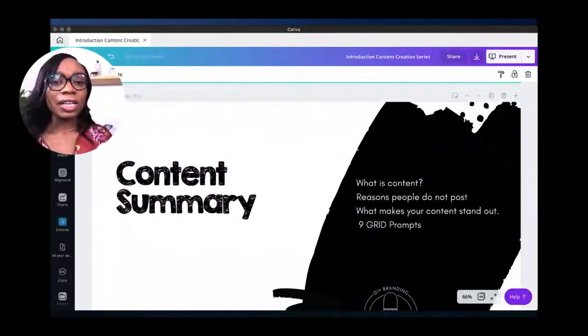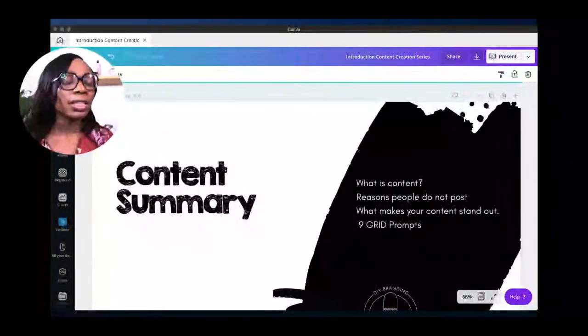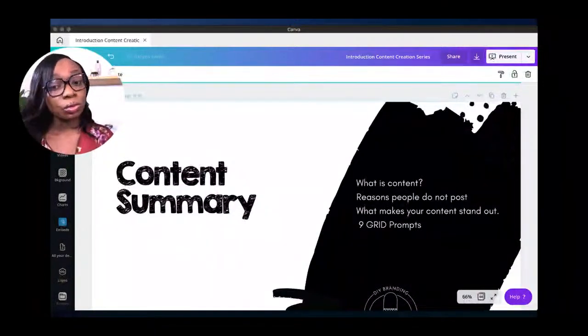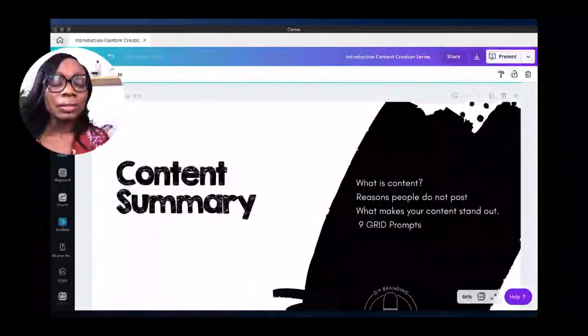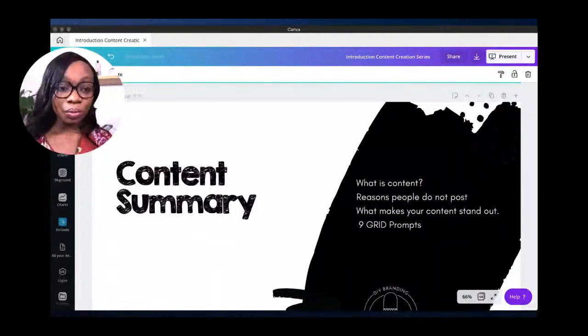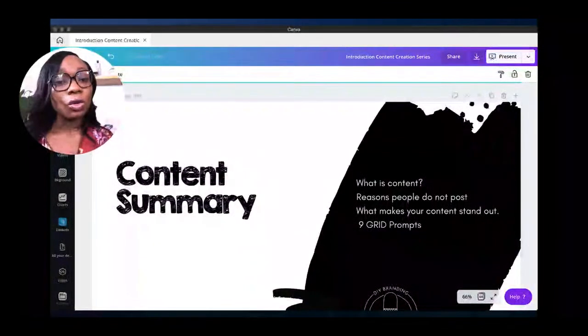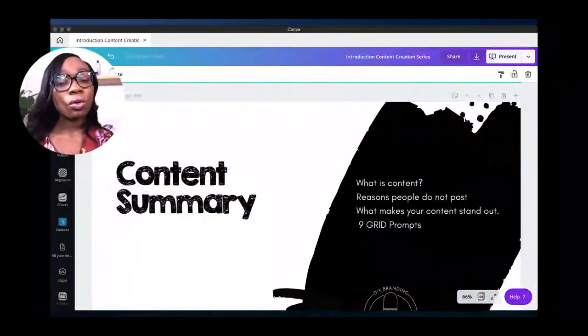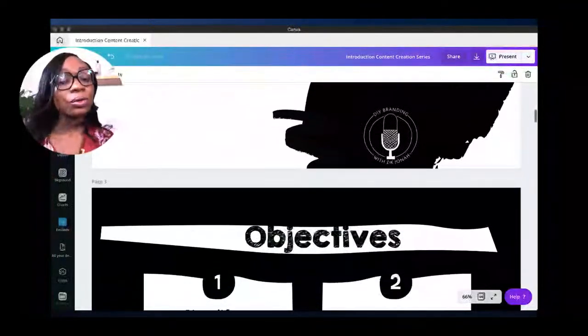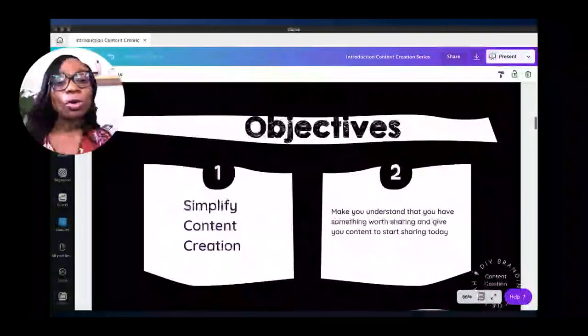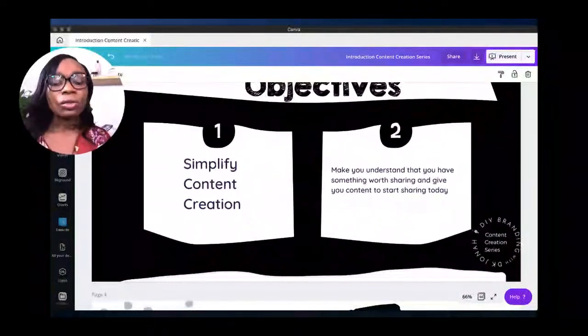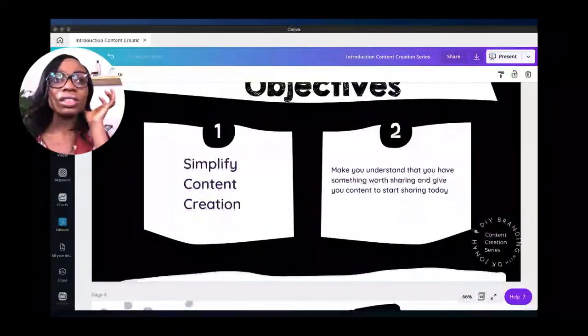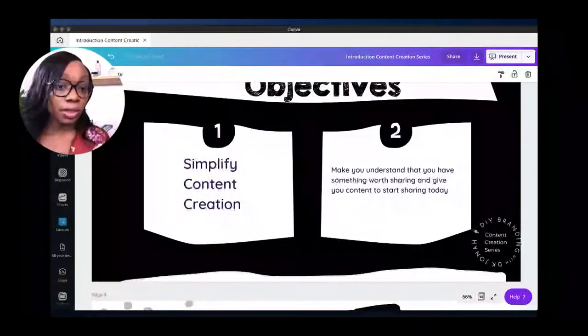For now, let's start with what makes your content stand out, reasons people do not post, and what is content. Now, content is anything you post online. It could be your blog post, it could be your social media post, it could be anything that you post online. Simple. Don't make it complex. Don't think that, oh, content is limited to just your Facebook or your Instagram post. Content is much more than that.